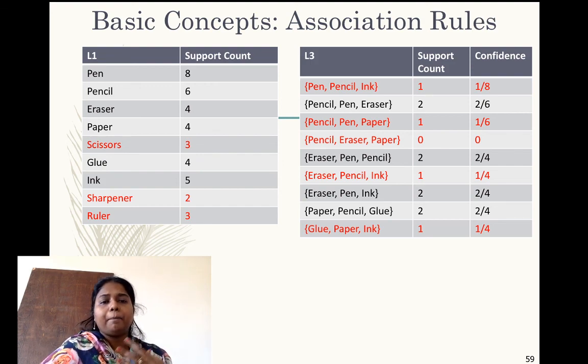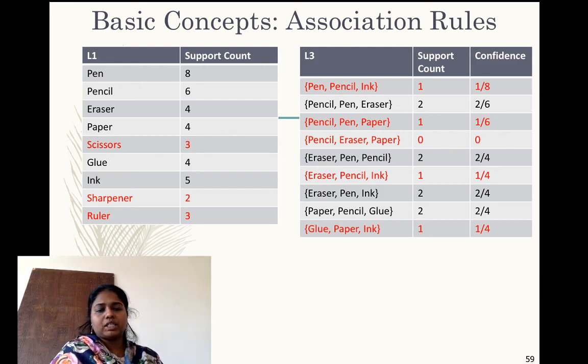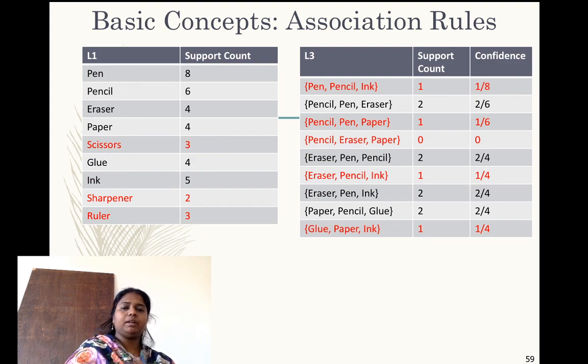So I can say pencil, pen, eraser is a frequent pattern, and eraser, pen, pencil is a frequent pattern. The same way, but you can say that they are repeated. Eraser, pen, ink is a frequent pattern, and pen, paper, pencil, glue is a frequent pattern. So this is how we calculate or identify frequent patterns from databases. So I hope you are all clear with the idea of frequent pattern generation.